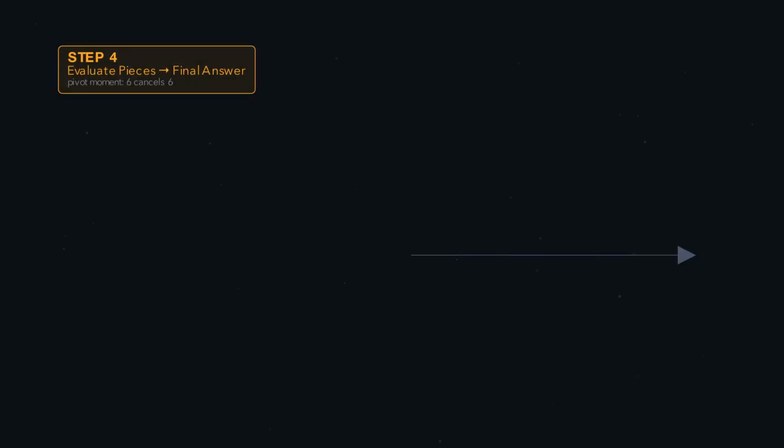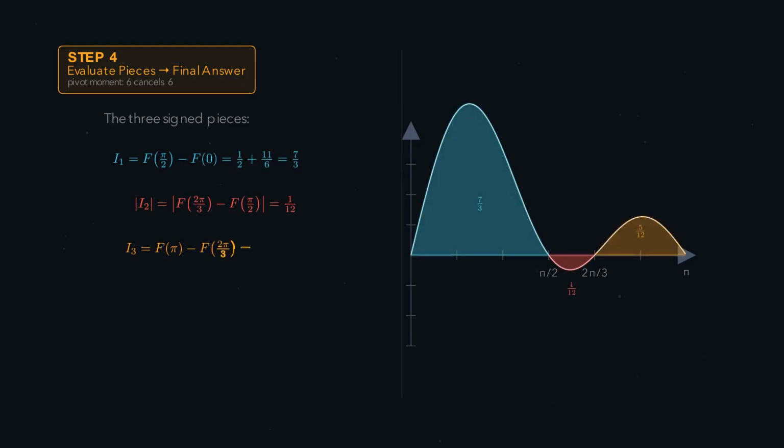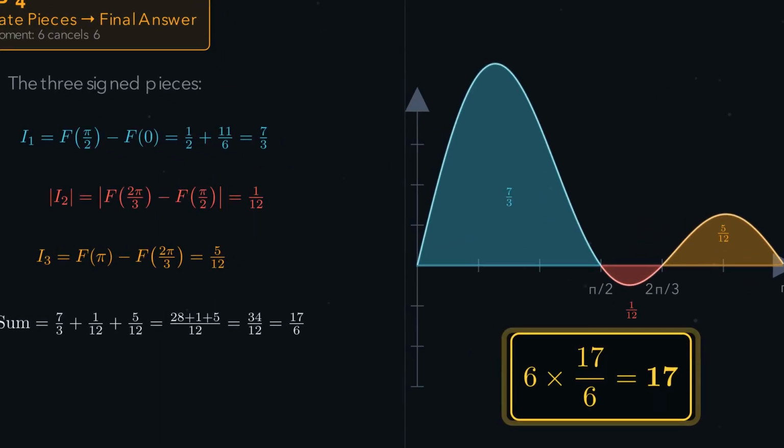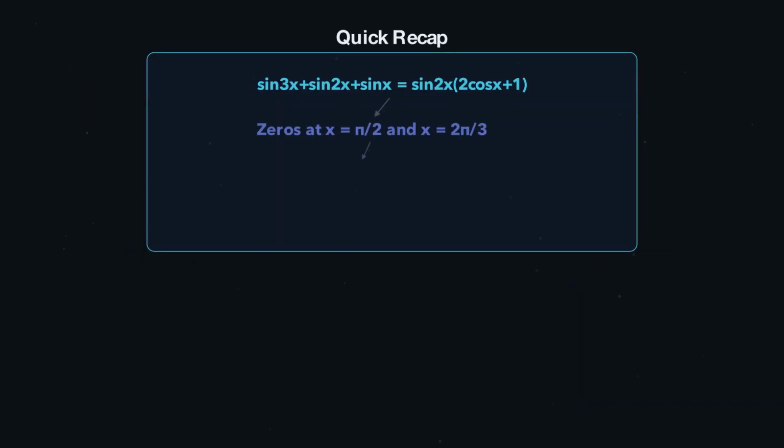Step 3. Integrate each piece. The antiderivative of our expression works out to negative 4 cosine cubed x over 3 minus cosine 2x over 2. We evaluate this at 4 boundary points, 0, pi over 2, 2 pi over 3, and pi. The 3 pieces give us 7/3, 1/12, and 5/12.